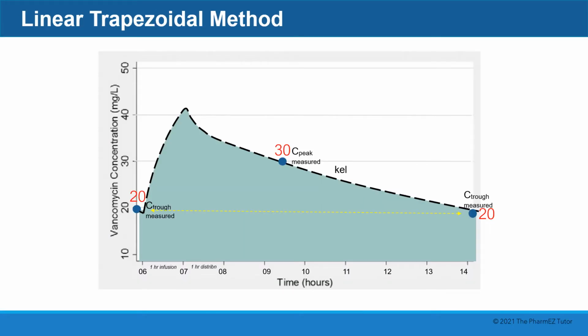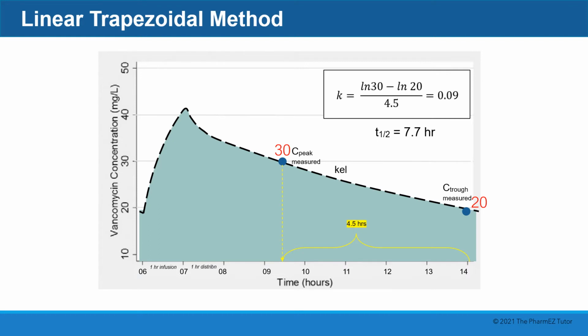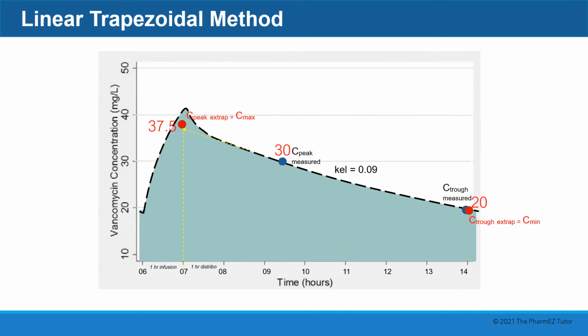First, we plot out the measured C peak and C trough and move the C trough across if needed. We then calculate the KEL, which would be the log of 30 minus the log of 20 divided by 4.5, which is the difference in time between the two levels. The K calculates out to 0.09, and the half-life is 7.7 hours. We then use the KEL of 0.09 to extrapolate the level at the end of the infusion, which we'll call Cmax. That value is 37.5.